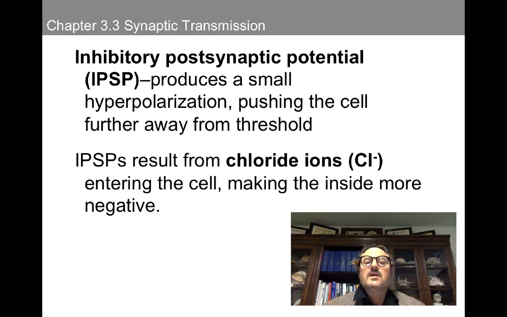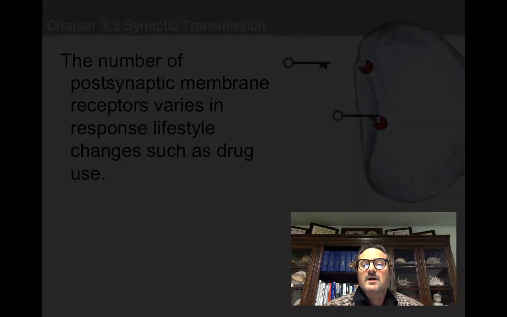Inhibitory postsynaptic potentials often result from chloride ions, and you probably remember those were the dark blue colored circles in the extracellular space. When they enter the cell, they make the intracellular space more negative, so they hyperpolarize it.